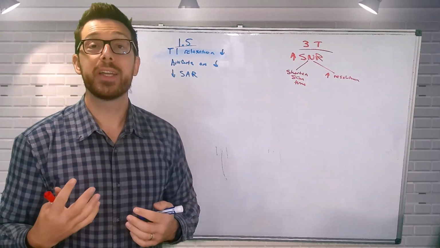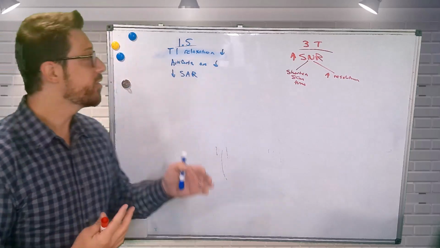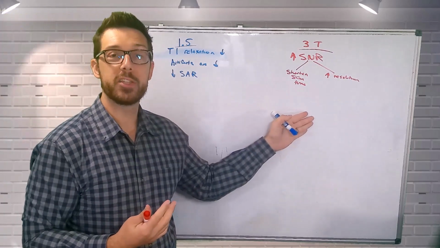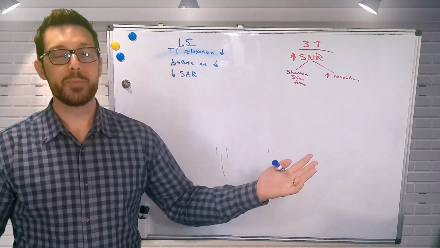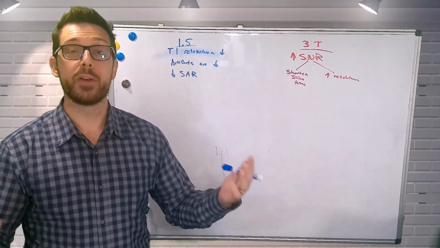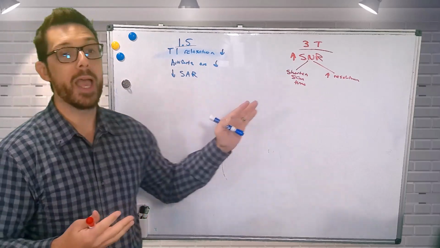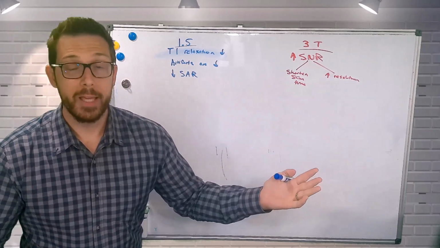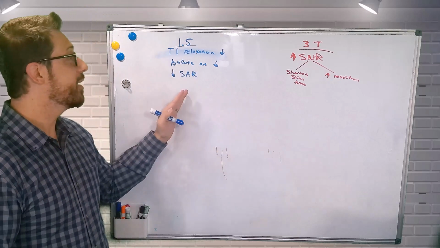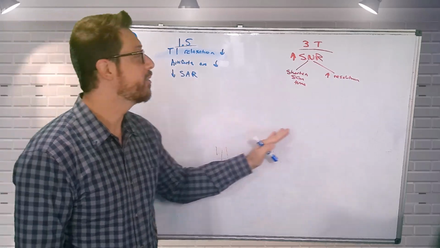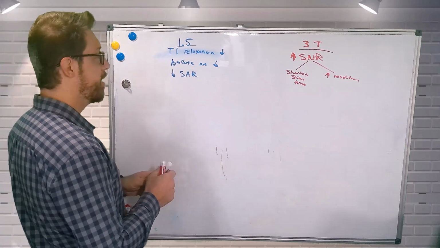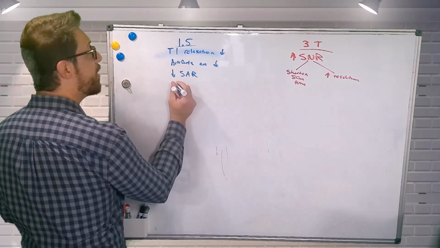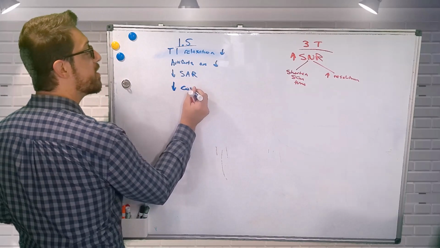When we also look at the factor of cost, there's a significant increase in cost as we move from 1.5T to 3T. It was ballpark to me that on average it's around $1 million for each Tesla you add to a scanner. There's definitely going to be an increase in price going from 1.5 to 3T, so we have increased cost at 3T. So the benefit of 1.5 is decreased cost of the scanner.